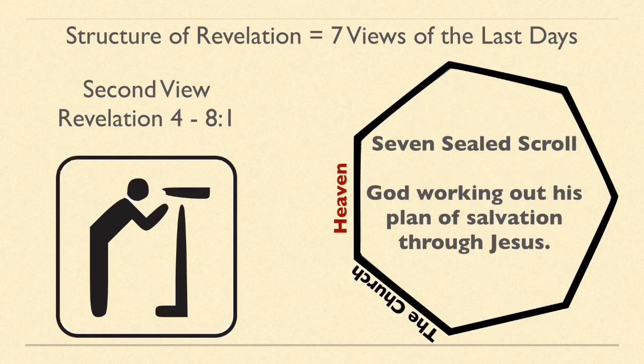The second view is given in chapters 4 through 8, verse 1. That is the section we just finished. Through it, we saw into heaven and saw a 7-sealed scroll. We saw how God, through Christ Jesus, his Son, is unfolding his sovereign plan of salvation.